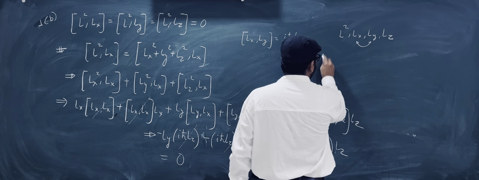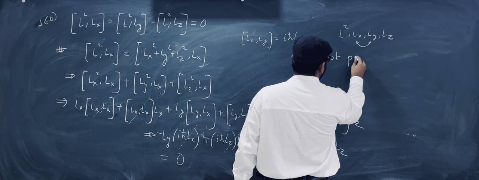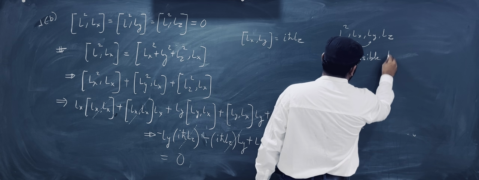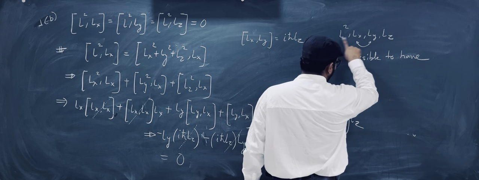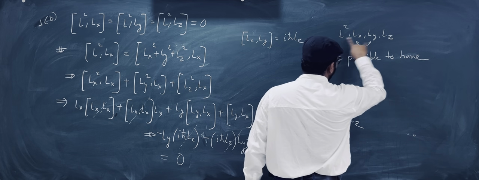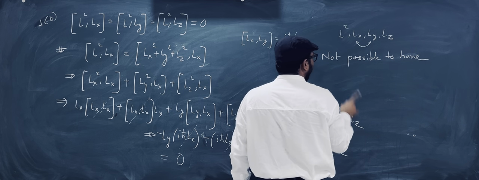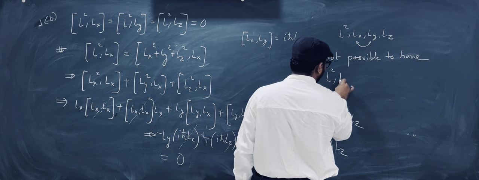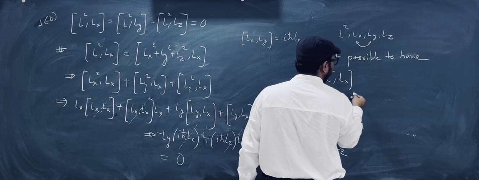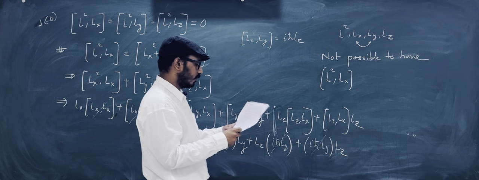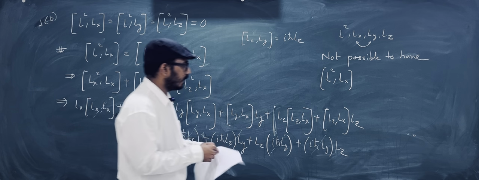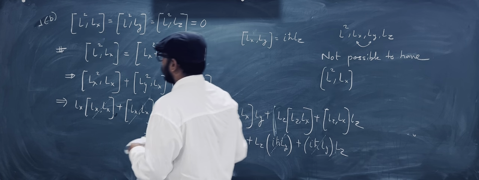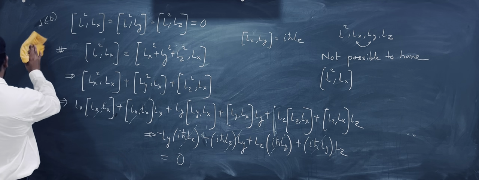So it's not possible to have simultaneous eigenvalues for all these. So these 4 cannot be measured simultaneously. We can measure L square and one of the components Lx or Ly or Lz. So the answer for 2 will be that L square, Lx, Ly and Lz, all these 4 cannot be measured simultaneously. So this was question 1b. Let's move ahead.